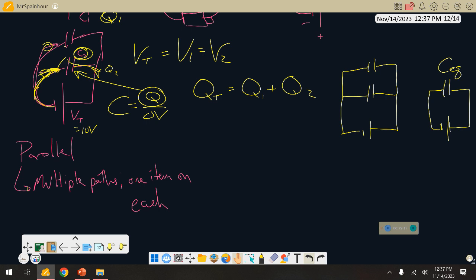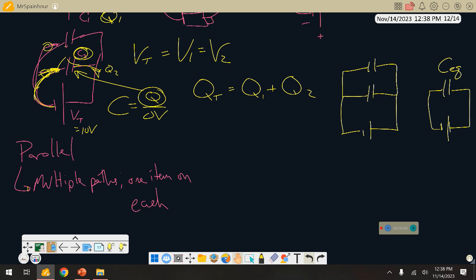You would add the capacitances together. What's your idea? Why would you add them together? Because if you're adding the Q's and the V doesn't change, then... So the way to look at it is this. You're 100% right, but I want to make sure you see why.